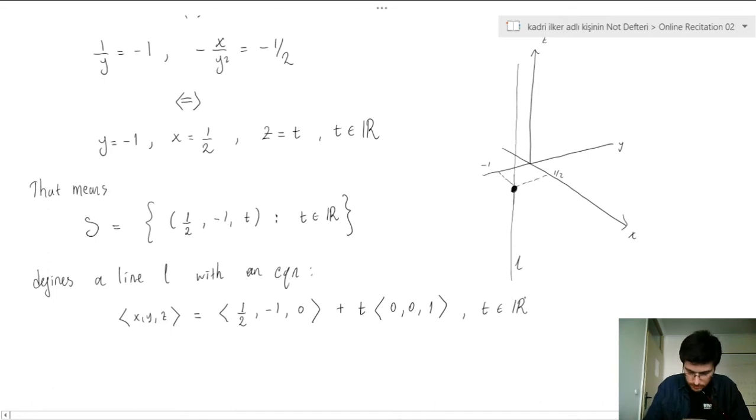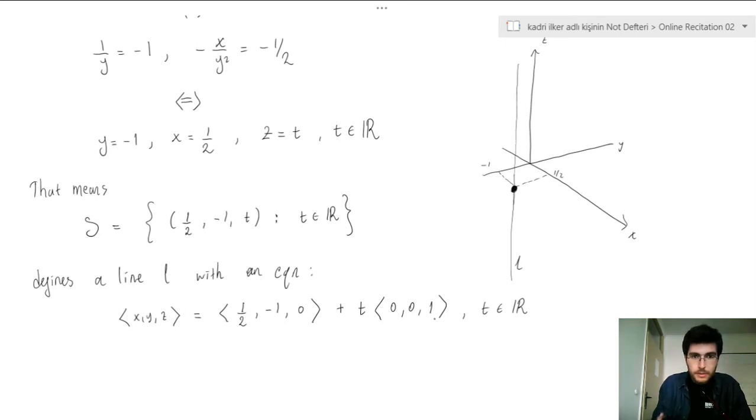With the direction vector, if you like, this (0, 0, 1). This is the direction vector. This is the parametric equation in vector form, or I don't remember its name, something like this. So this is the equation. Okay, that's all. This is the set S.